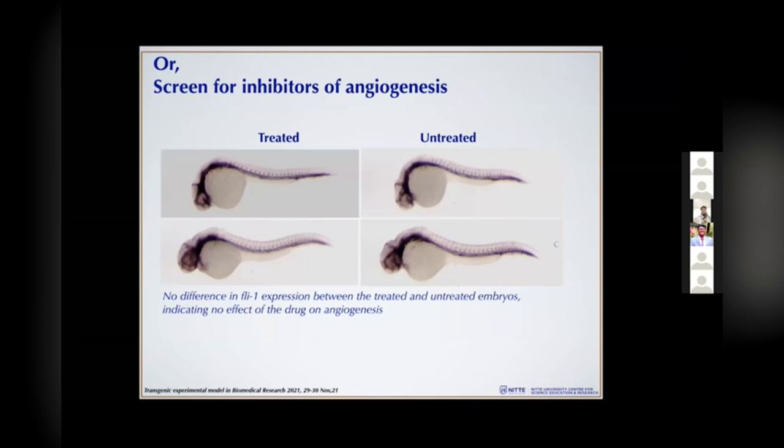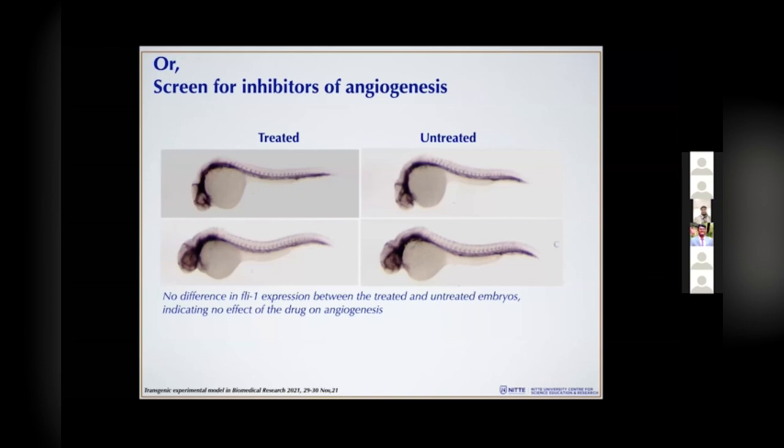But what is happening is, because of the process of metastasis, it is not very easy to locate or to track how many cells are moving. And for metastasis to happen, angiogenesis should be happening. So if you can prevent angiogenesis, you can actually prevent metastasis, or you can prevent the growth of the cancer in a secondary organ. So you can also screen for compounds that can prevent angiogenesis.